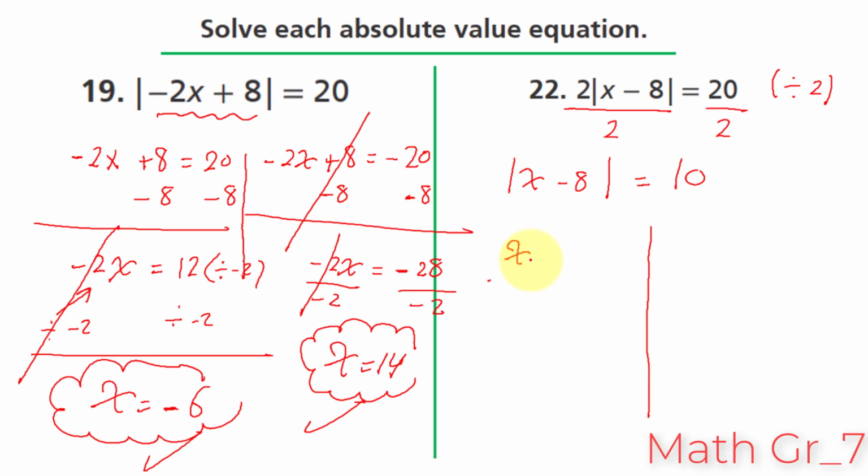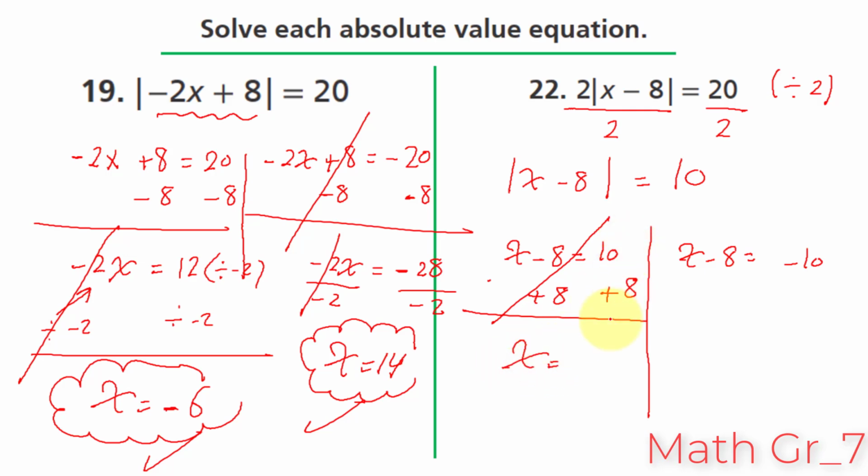We split it into two equations. We have the first equation, x minus 8 is equal to 10. The second equation is what? Yes, x minus 8 equals negative 10. We can solve the two equations. Just add 8 to both sides. Now cancel. We get x is equal to 10 plus 8 equals 18. This is the first value of x.